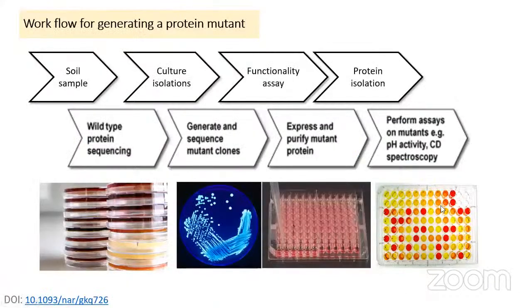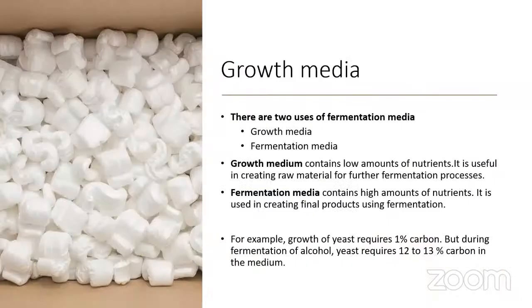But life doesn't stop even after we isolate the protein or pick up a best performer. The activity associated with industrial biotechnology actually starts at that point, after we have picked up a strain which shows promise. Now, from that strain, we need to get the product of interest. For that, we use growth media, and there are two types of growth media.